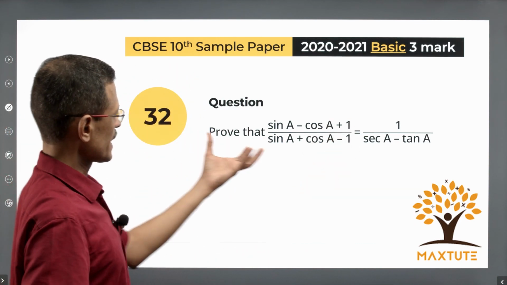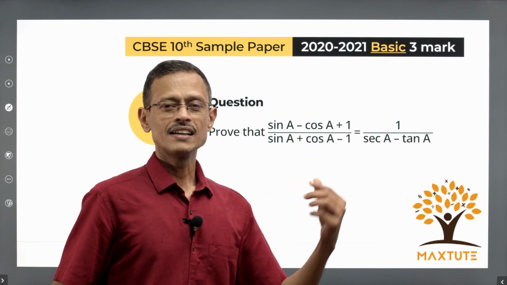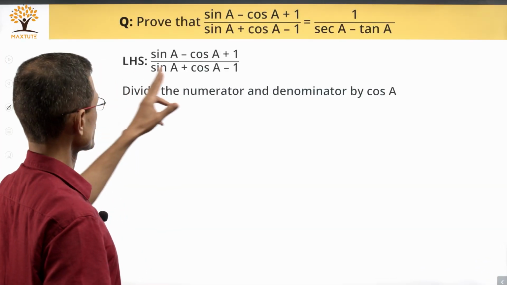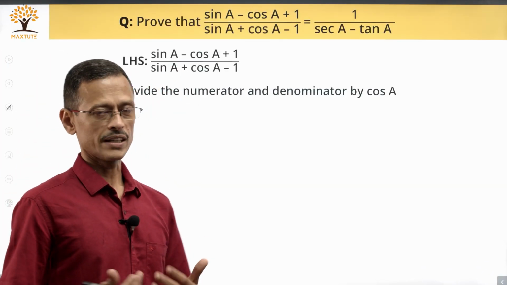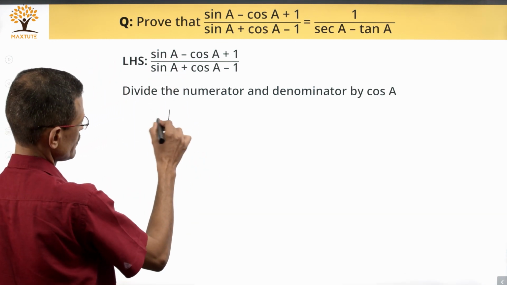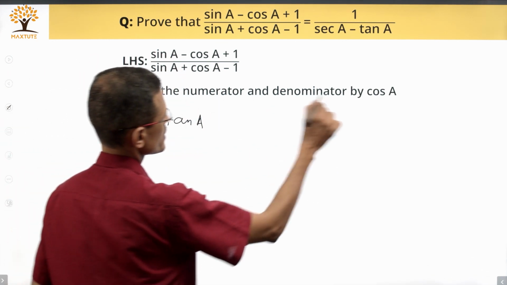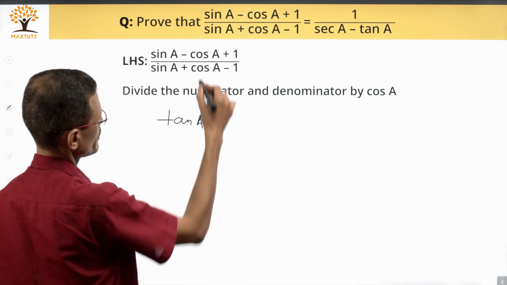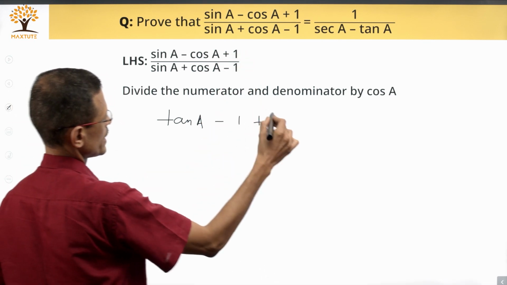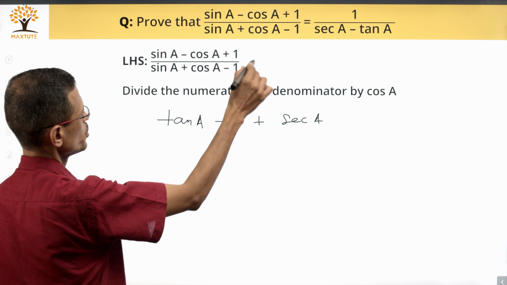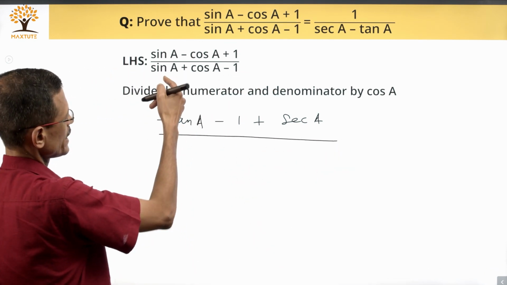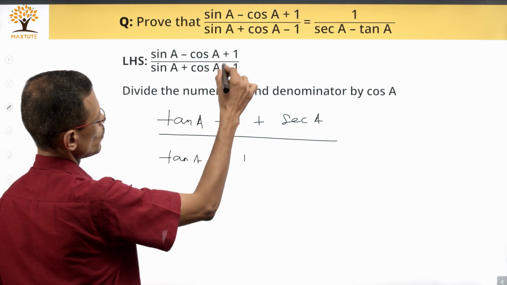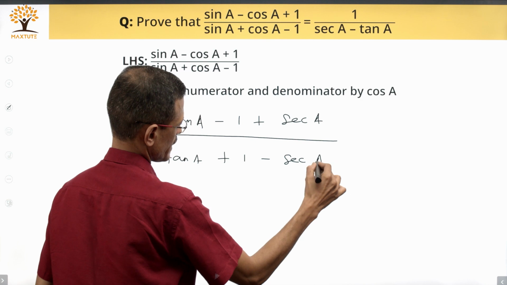Step 1, we will try and get this as close to secant and tan and then see if we can actually get this answer. So, let us divide both the numerator and the denominator of the given expression, the left hand side, by cos A. So, sin A divided by cos A will leave us with tan A. We are dividing every single term in the numerator and denominator by cos A. So, that will leave us with tan A minus cos A by cos A, which is 1, plus 1 by cos A, which is secant A. So, this is the new numerator. The denominator: sin A by cos A is tan A, cos A by cos A is 1, 1 by cos A is secant A. So, this is what we have.